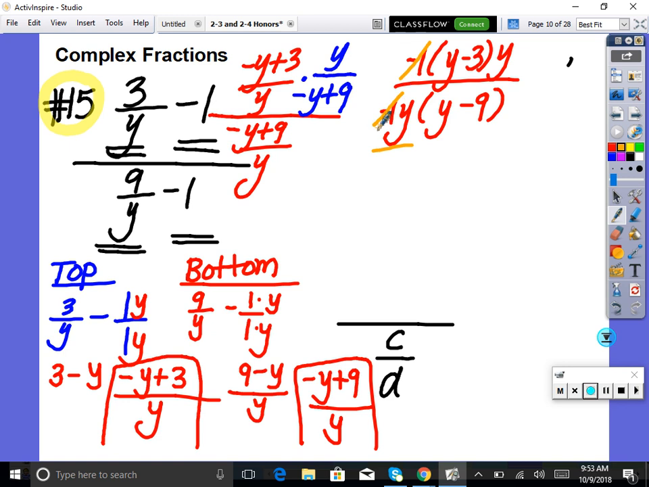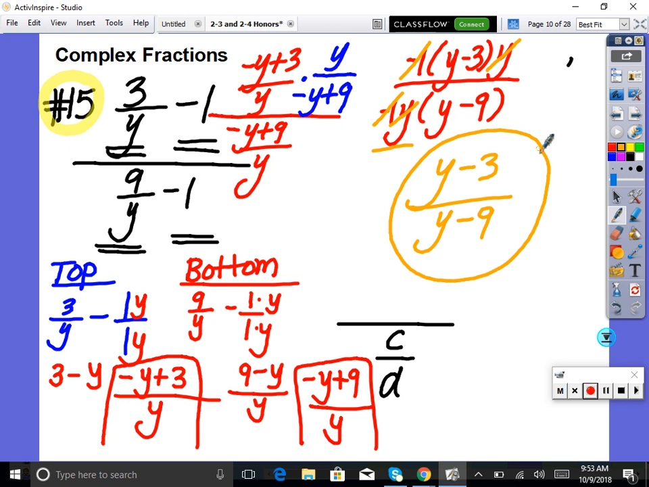So negative 1's divide out, don't they? And the y's divide out. So your final answer, this big nasty problem, which wasn't that bad, simplified to be y minus 3 over y minus 9. So it's not that we're learning anything new, it's just doing 2 problems within one. Kind of 3 problems within one, honestly. Okay, let's do another one.